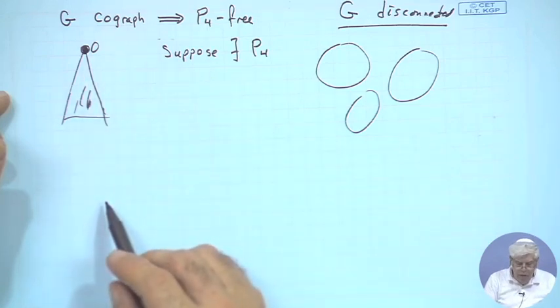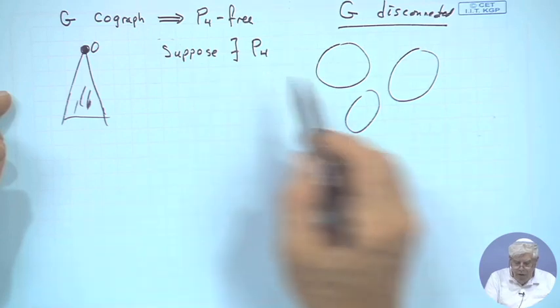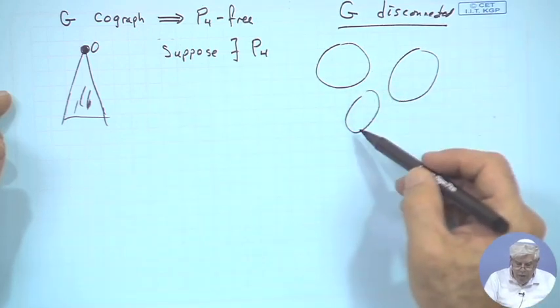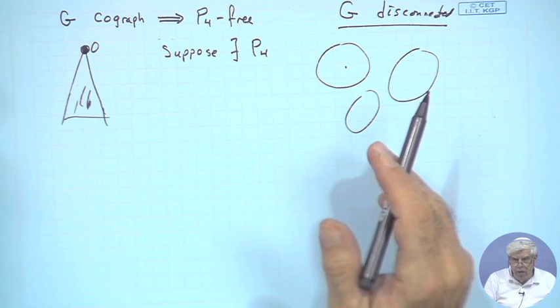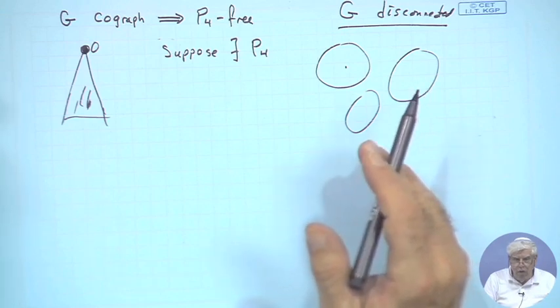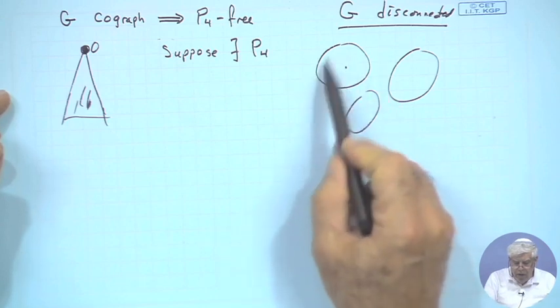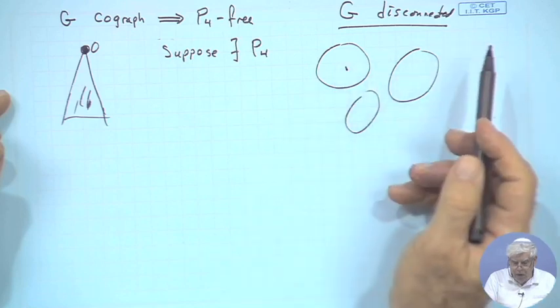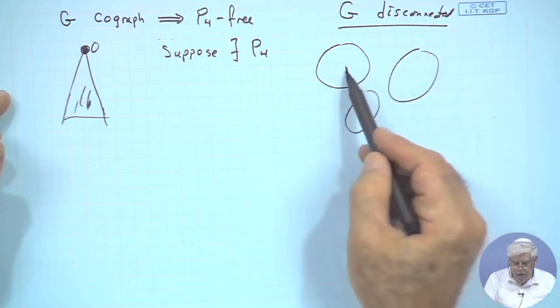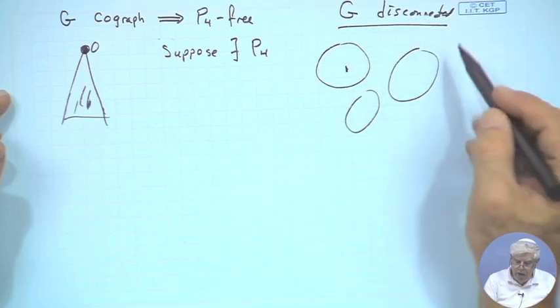And where would this P4 exist? Well, if these are connected components, it would have to exist inside one of those components. If I assume by induction that smaller graphs satisfy the theorem, then it cannot live in a smaller CoGraph, by induction. That handles the disconnected case.